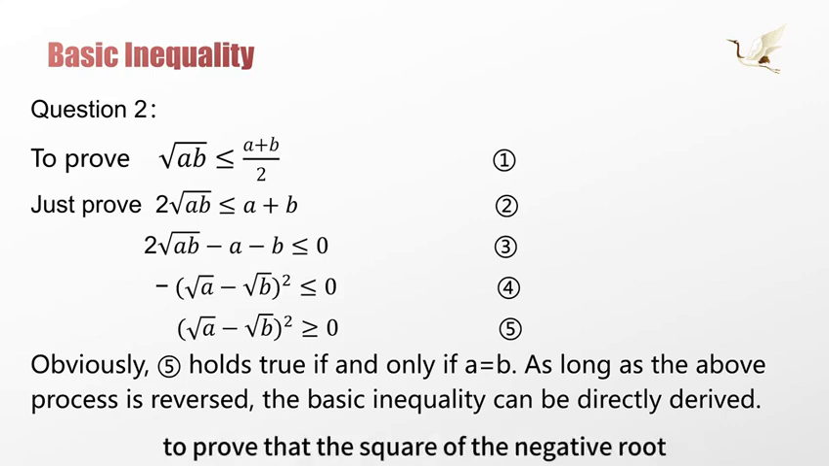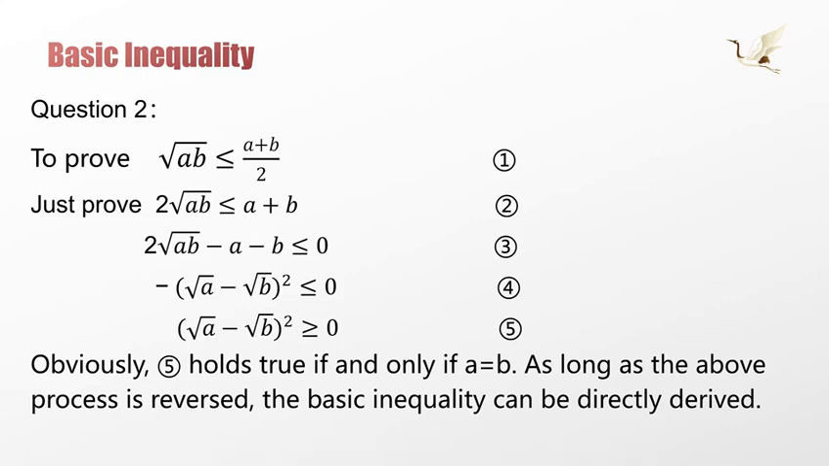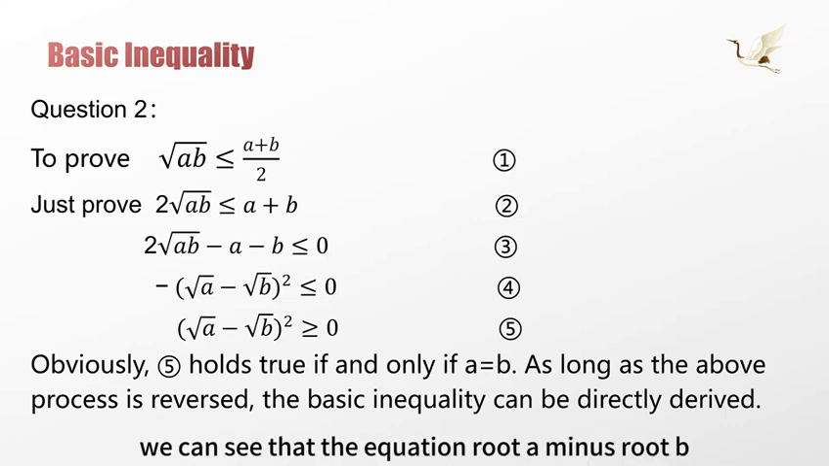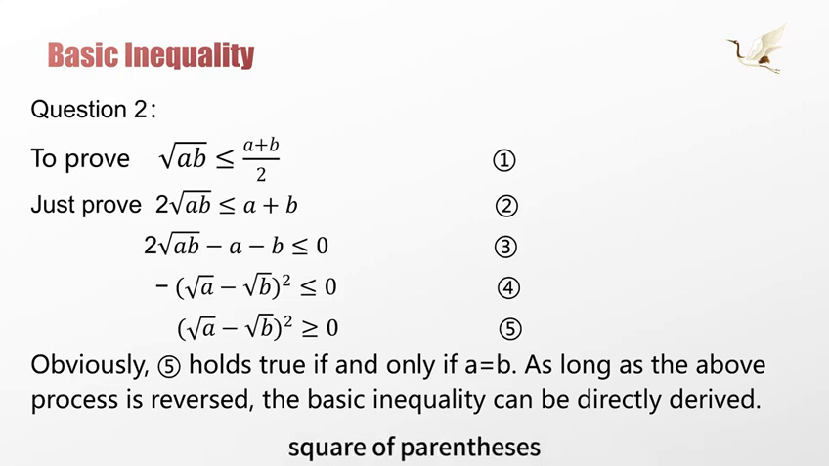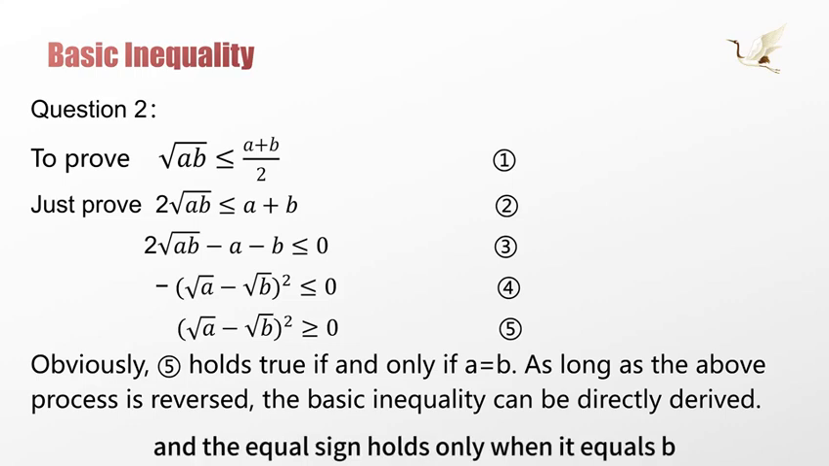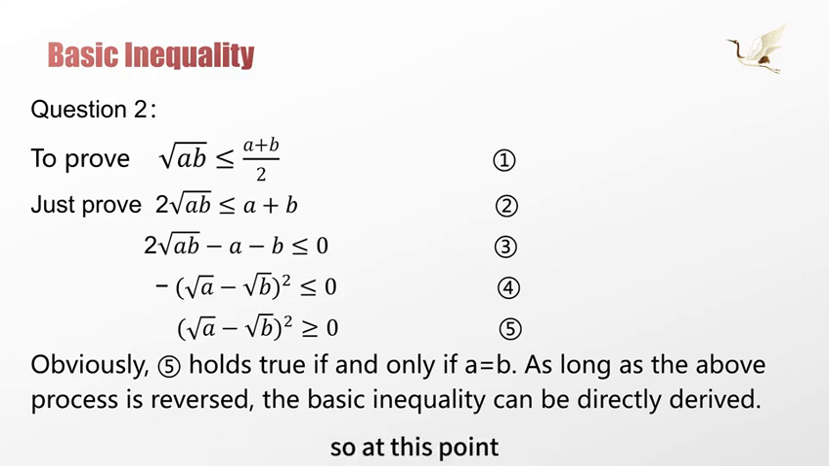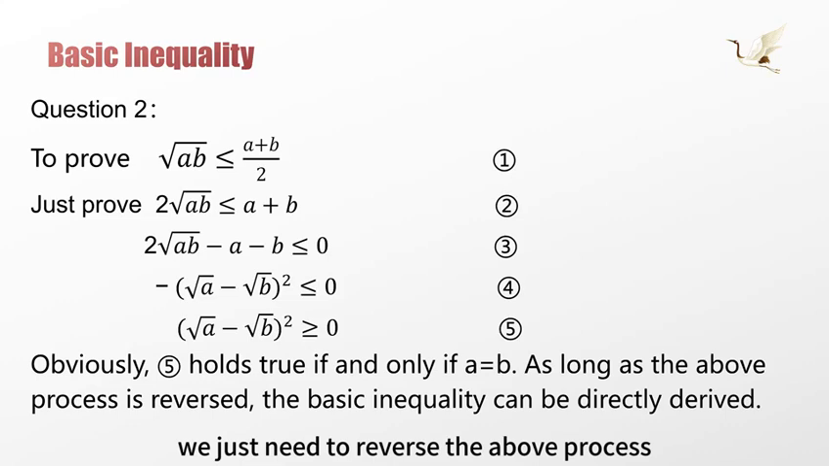To prove that the square of (negative root A minus root B) is less than or equal to 0, we only need to show that the square of (root A minus root B) is greater than or equal to 0. We can see that (root A minus root B) squared is greater than or equal to 0 is clearly true, and the equal sign holds only when A equals B. So at this point, we just need to reverse the above process and directly derive the basic inequality.